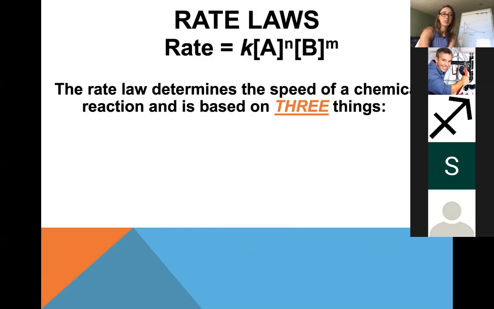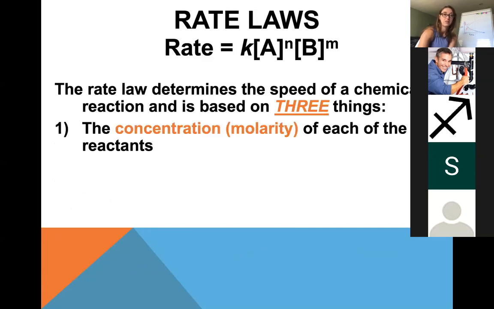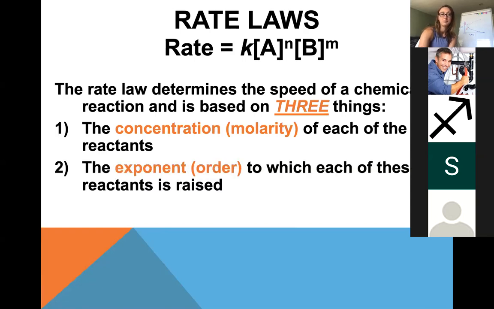So the rate law determines the speed of a chemical reaction and is based on three things. One, the concentration of each of the reactants, right? Before, you just memorized that concentration is one of the things that increases the reaction rate. Now you can see that if I increase the concentration of one of those reactants, A or B, it's going to increase the rate of the reaction. That's pretty obvious here, right? So the concentration or molarity of each of those reactants is going to affect the rate. And once again, remember brackets mean concentration of, usually molarity, okay?